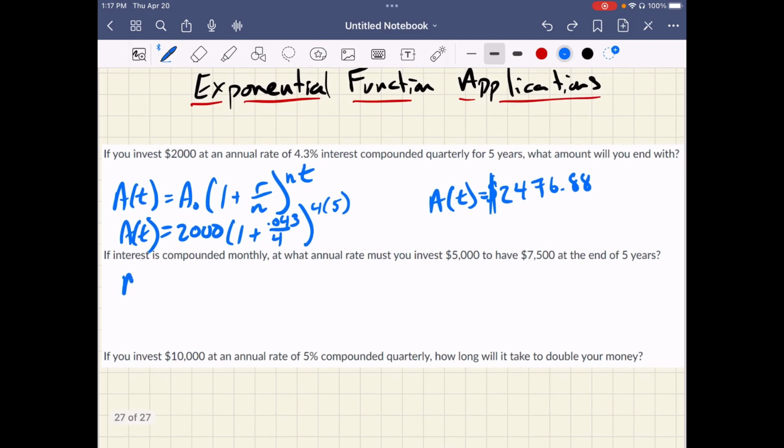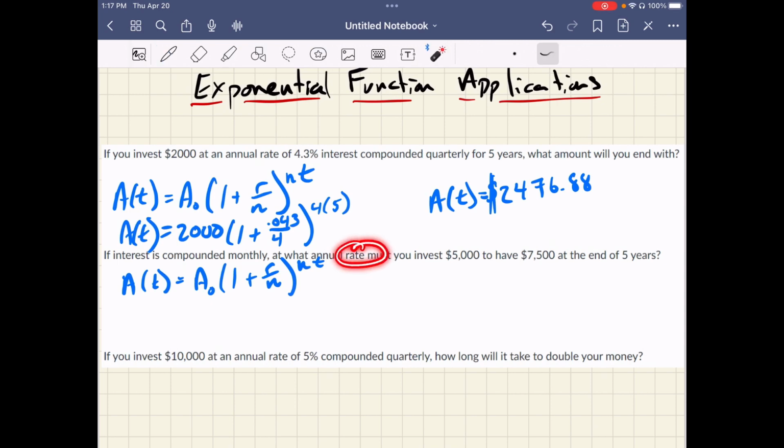Okay? All right, so in this question, we have another interest rate question. So I'm going to use the same formula, A of t equals A sub o, which is my initial amount, times 1 plus a rate over the number of times it's compounded, to the n times t power, all right? But the difference here is I'm looking for the rate, okay?